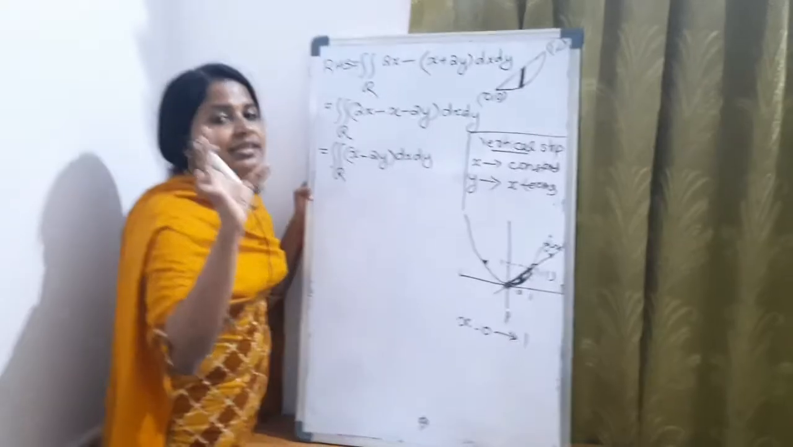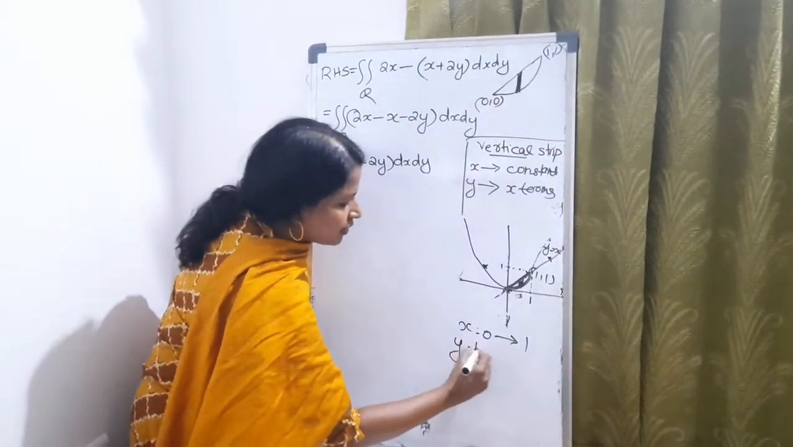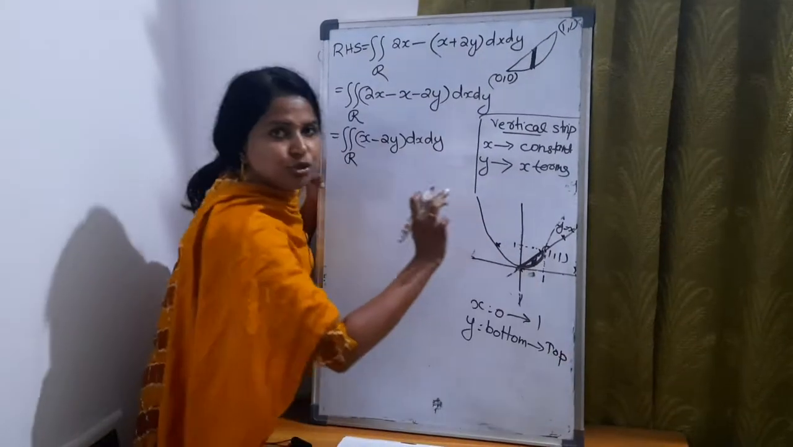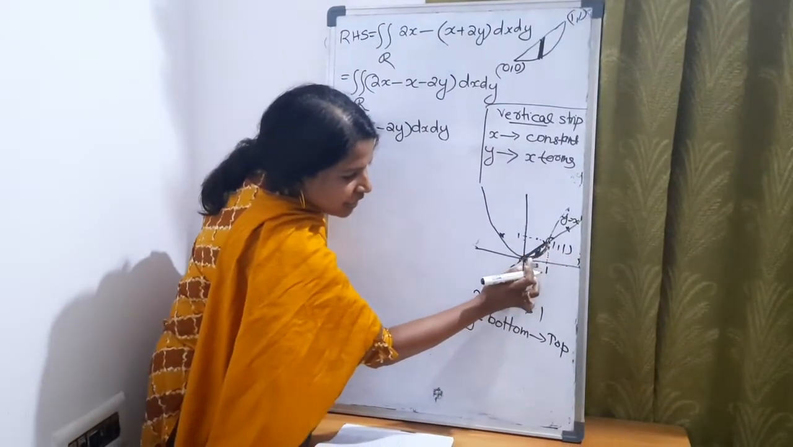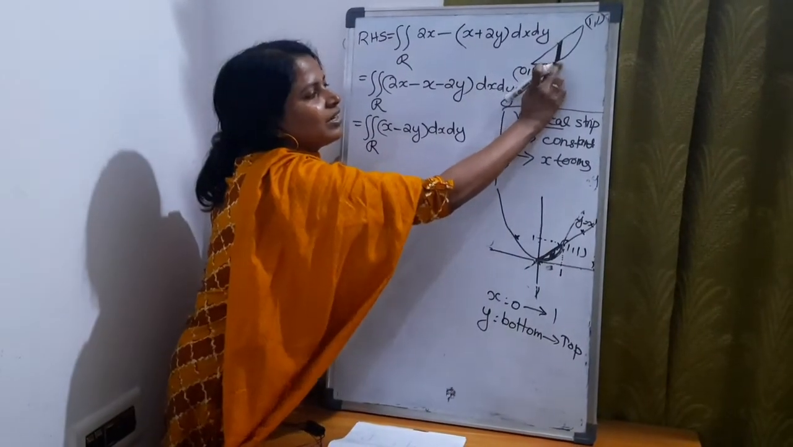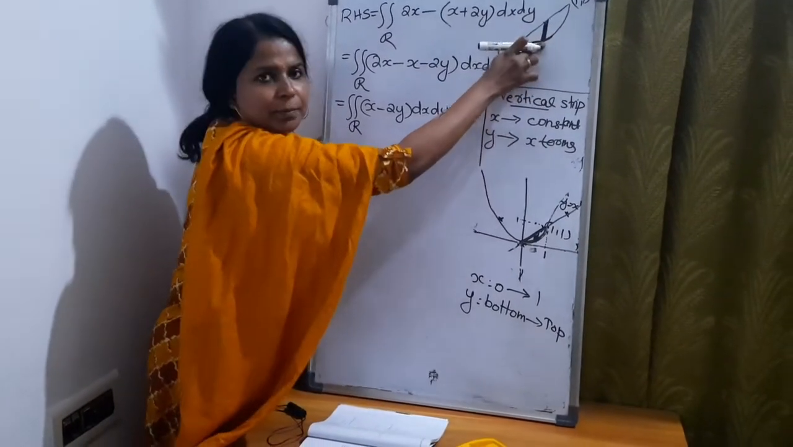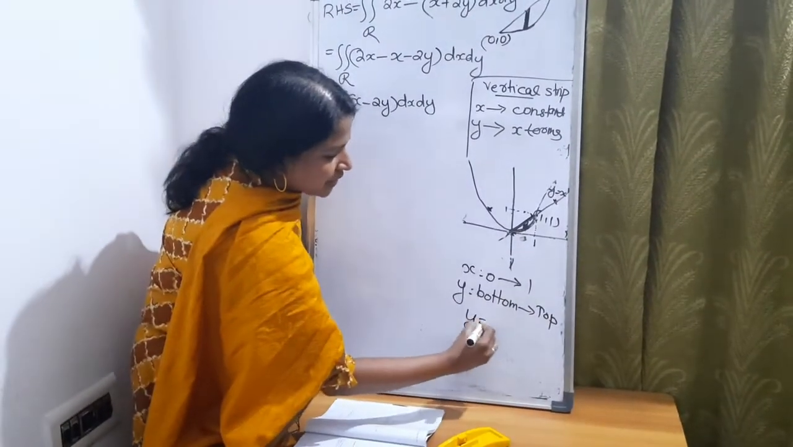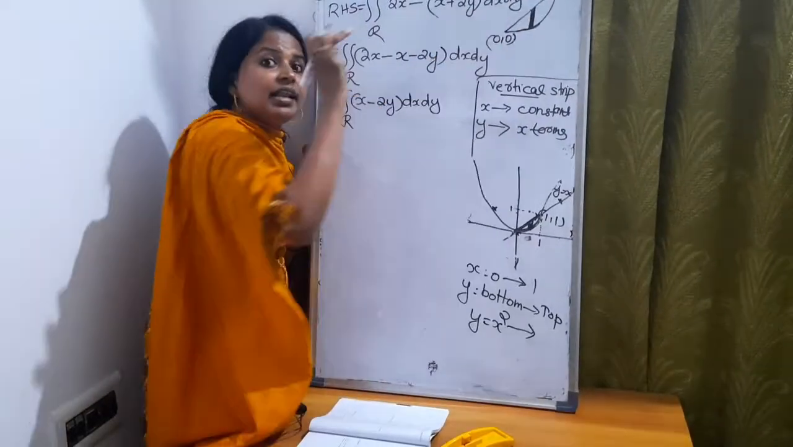The limit of y is taken from the strip. That is, the limit of y is from bottom to top. The bottom of the strip is on the parabola, this bottom portion touches the parabola. What is the parabola? The parabola is y equal to x square. To top. Top where? The top is on the line.